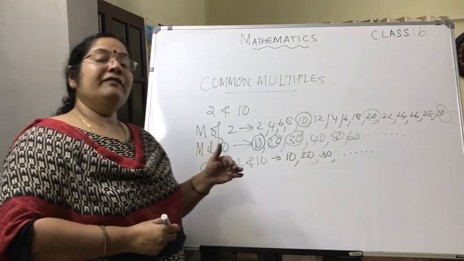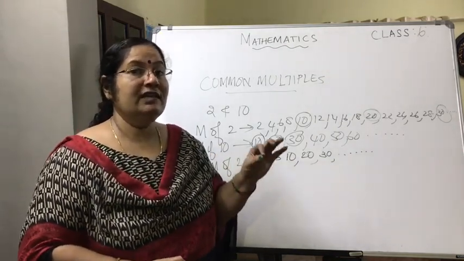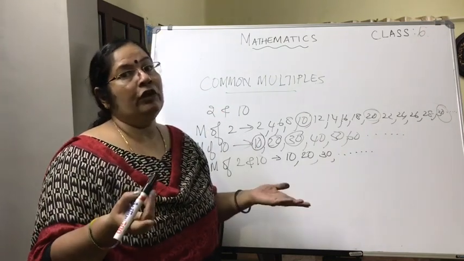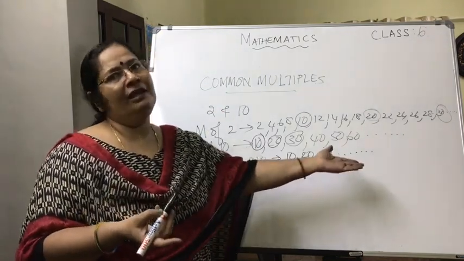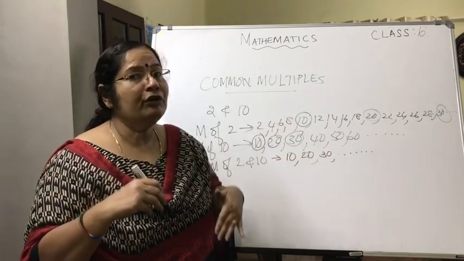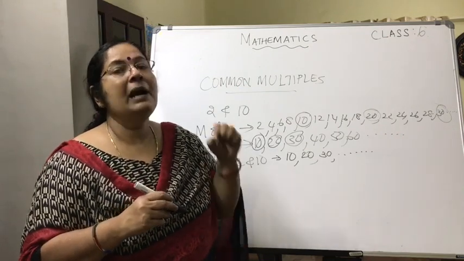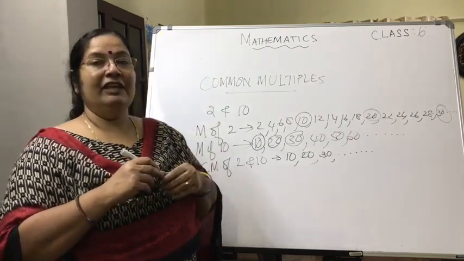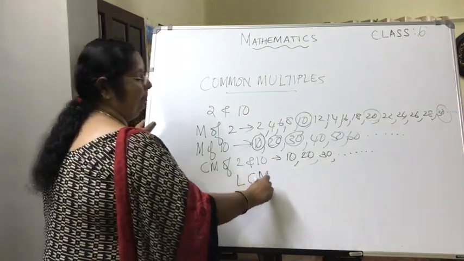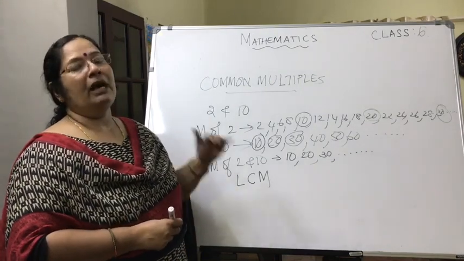Now, just like what we have learned for the highest common factor, HCF, here you cannot find the highest. Why? Because it is infinite. So many are there, you cannot find out which is the highest. So what you are going to find is the lowest common multiple, and we abbreviate it as LCM. LCM means lowest common multiple.